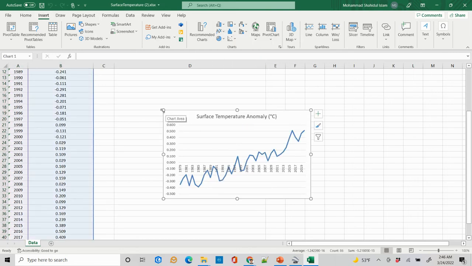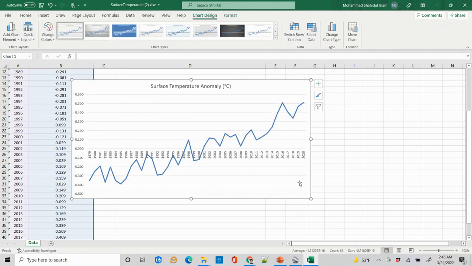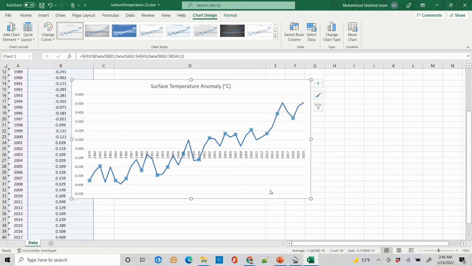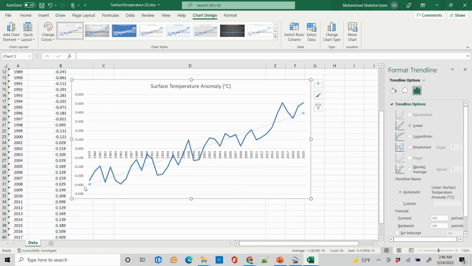So this is the graph that will come here. Then I'll need to click on the blue line and right mouse click and click on add trend line. So you see this is showing me a trend line. Based on the trend line, the dotted line, we can see some years are higher than the trend line, some years are really lower than the trend line. But overall the trend line is going upward.